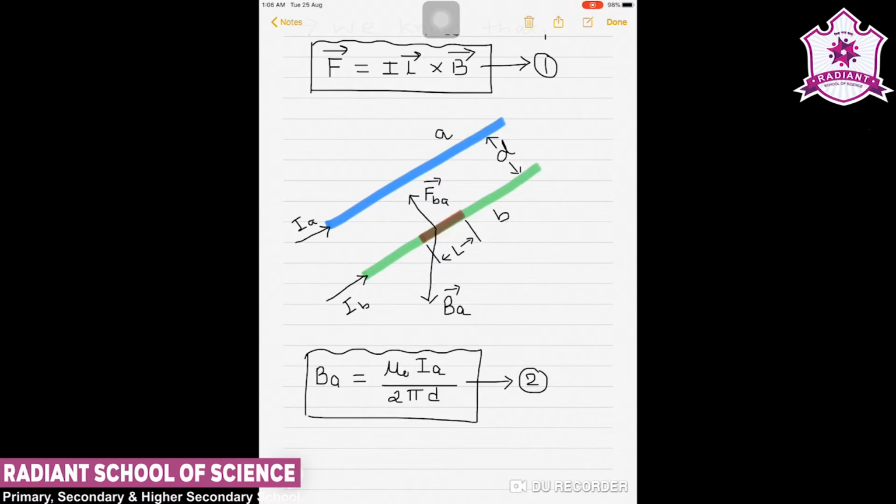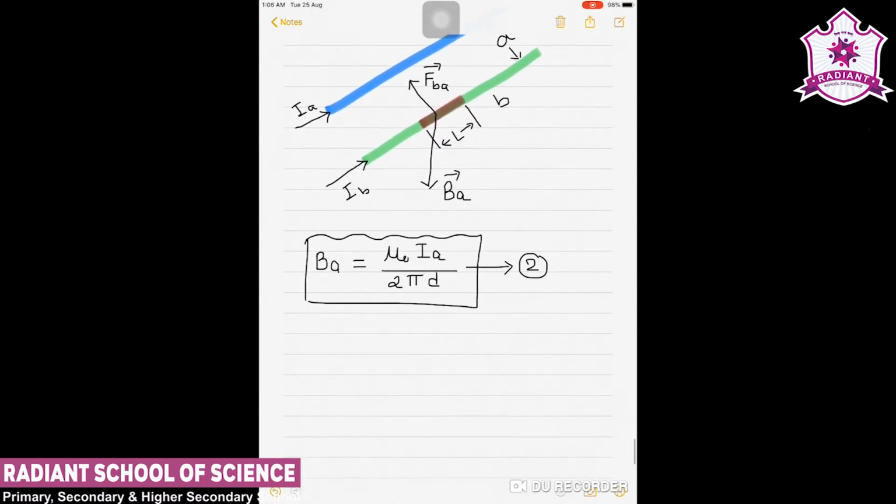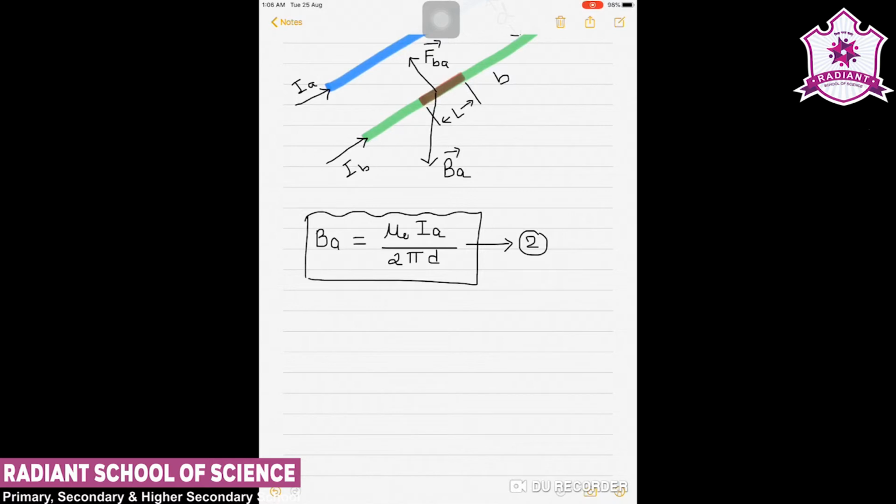So as we have shown in the figure, we consider the force acting on B due to A. Therefore, the force acting on B due to A is written as IL cross B, but here the current and length will be of wire B, and the magnetic field will be of wire A. The small current carrying segment that we have considered is from wire B, so this IL part is from wire B and the magnetic field is from wire A.